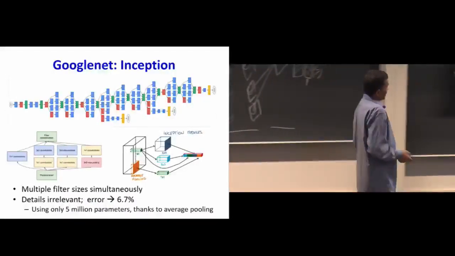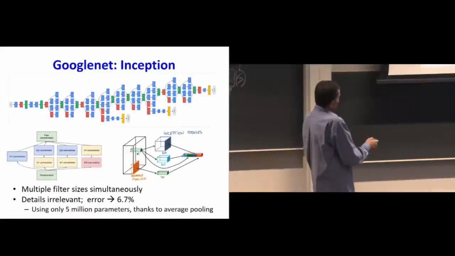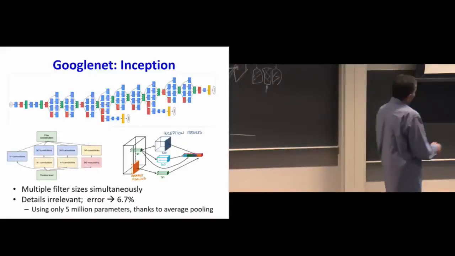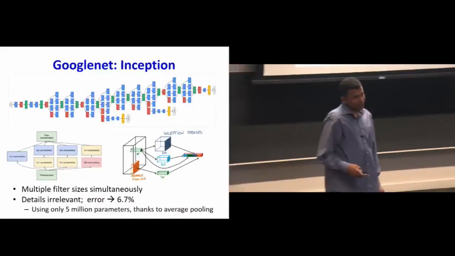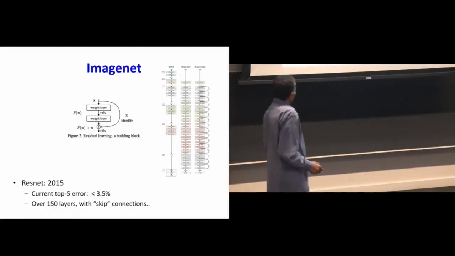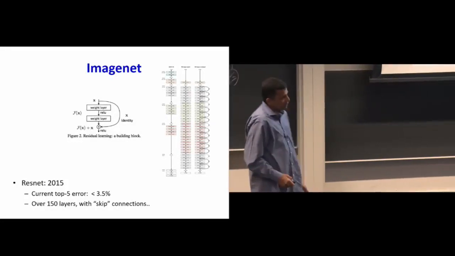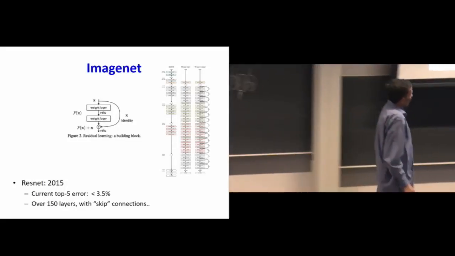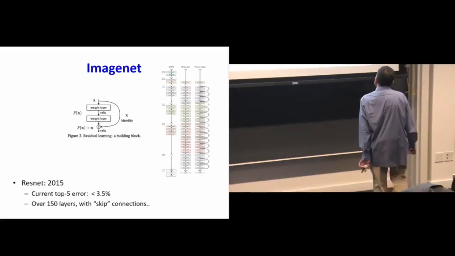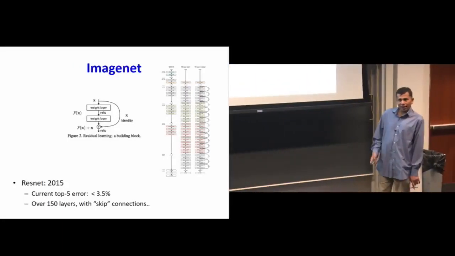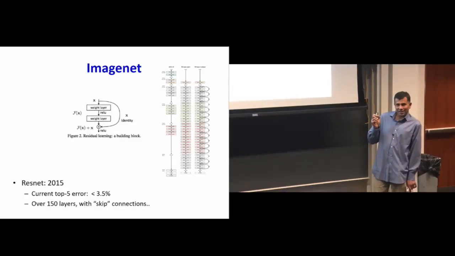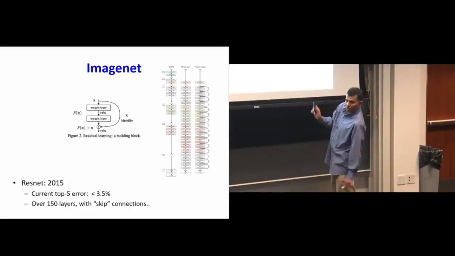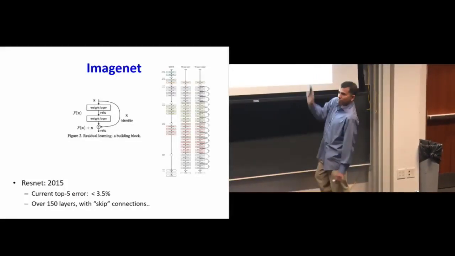And then Google went one step crazier. They came up with this really crazy architecture that I can't even explain. The nice thing is it has only 5 million parameters, and now the error rate is down to 6.7%. And then the Microsoft guys went off again, and they increased the number of layers, but then they have one extra trick that you are likely to use, and maybe you will see in your recitation, which is the ResNet, where after a certain number of convolutions, they add the output back to the input.